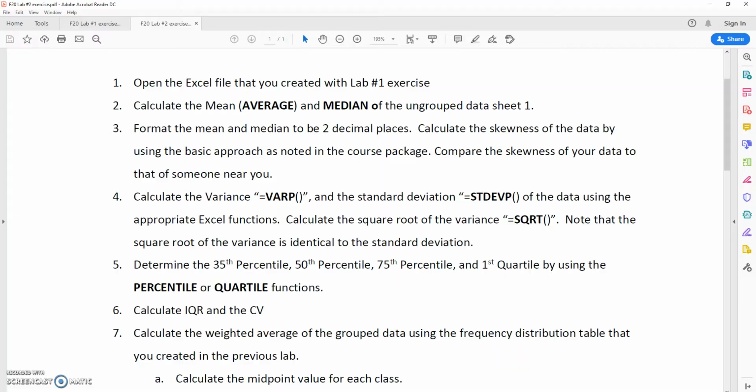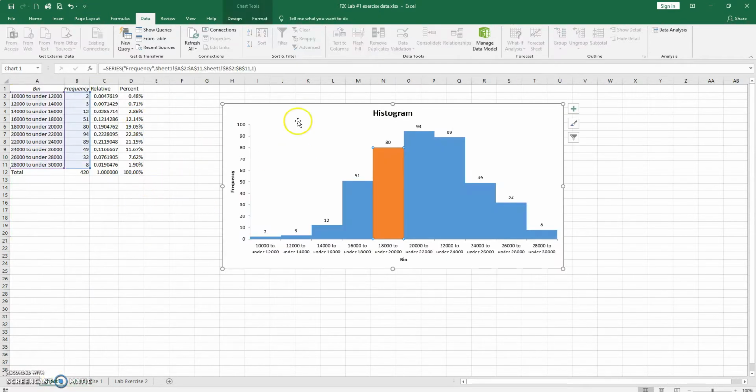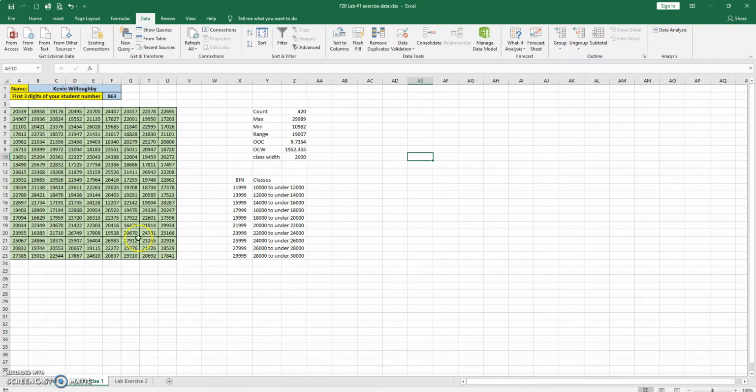What we're going to do first of all is go into the lab exercise 1 data file that we were working on in the last lab exercise, and you'll notice that we still have the histogram and our data table. We're going to come back to the data table later on, but right now we're going to continue working in the lab exercise 1 data sheet. Following the instructions, we want to calculate the mean and the median of the ungrouped data. So here is the ungrouped data.